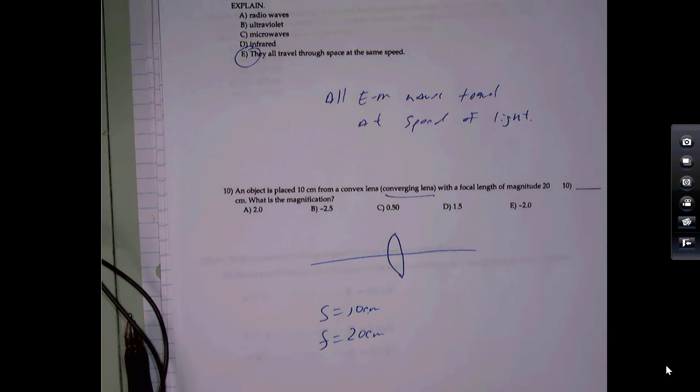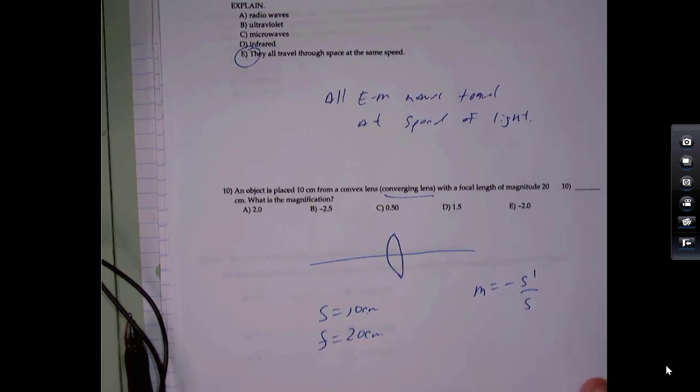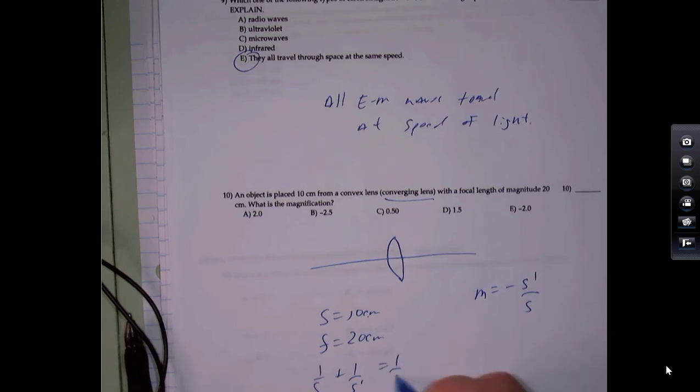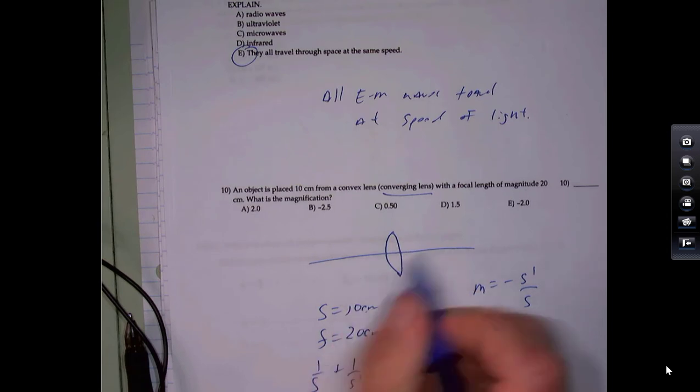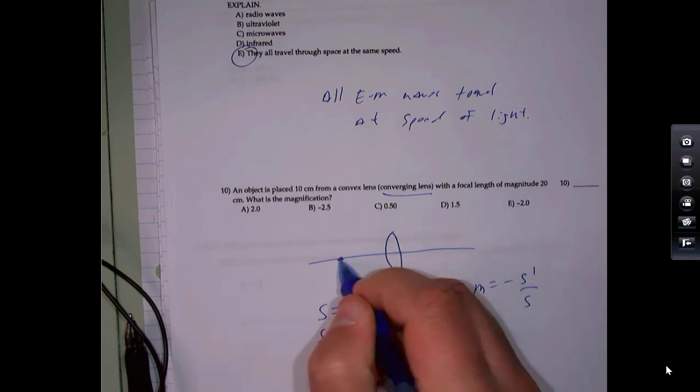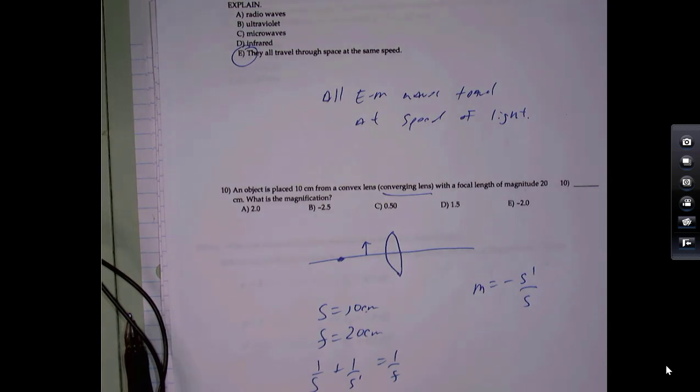Okay, so again, minus S prime over S. The thing is, we don't have S prime right away. We can get it though from the lens maker's equation: 1 over S plus 1 over S prime is equal to 1 over F. So if this is the focal point, 20, that's what they're telling us, the object is actually here, inside the focal point. Whenever that happens, you'll get a virtual upright image. So the magnification should come out to be positive. Let's see if it actually does.